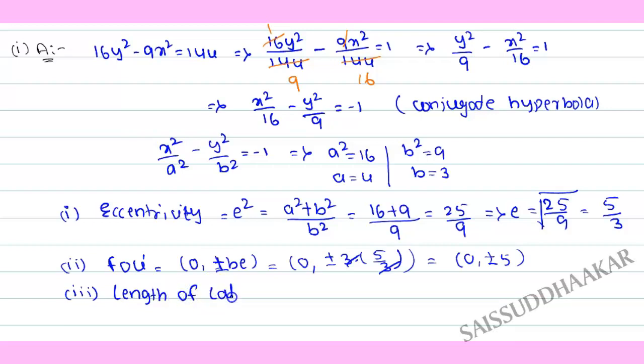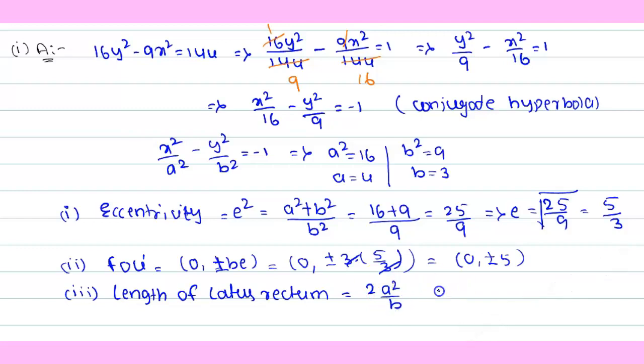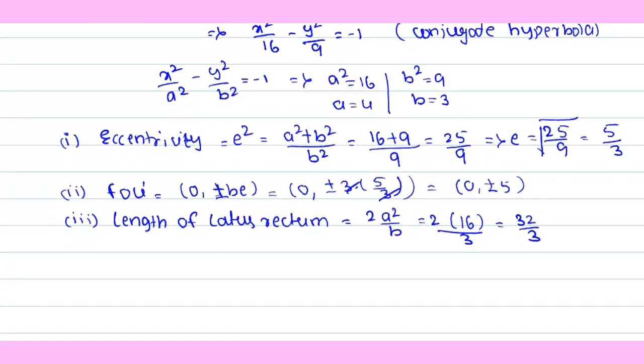Length of latus rectum. The formula is 2a square by b. This equals 2 into a square, which is 16, divided by b, whose value is 3. So 2 into 16 is 32, and 32 by 3 is the length of the latus rectum.